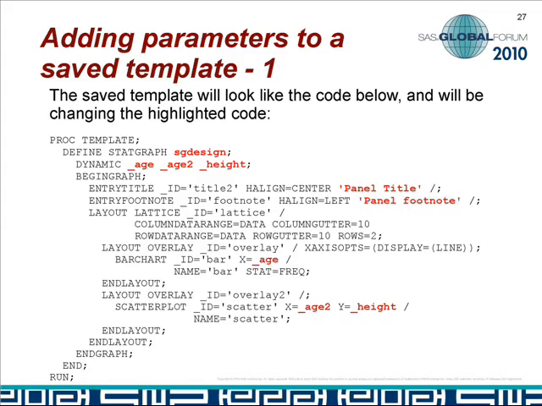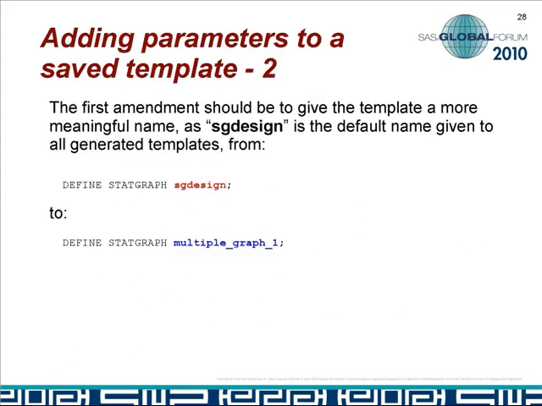I've also coloured the text I will be changing in the next few slides in red, so you can see how close the generated code is to the final general use template. The first change is rather forced on me, as all the generated templates are called SG Design. So to allow the creation of a collection of templates, I will change it to something else. I'm going to rename it to Multiple Graph 1, which describes the template a little better, but allows me to create some more similar templates with different features later.